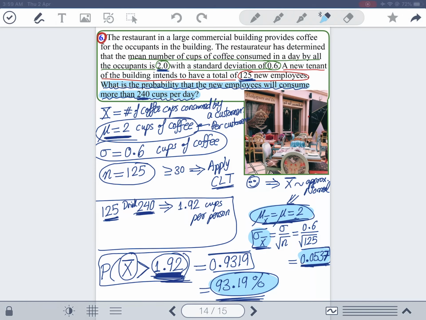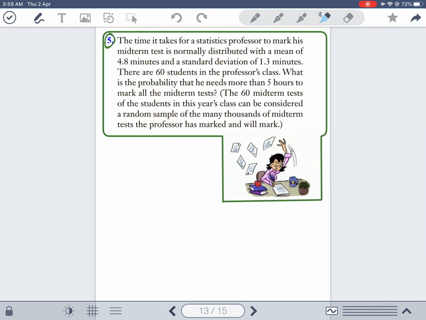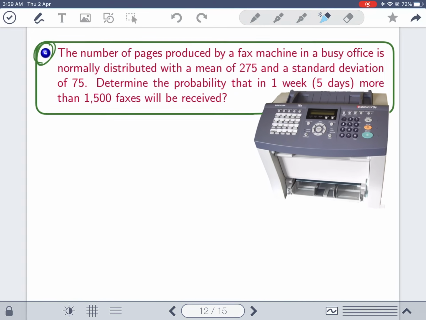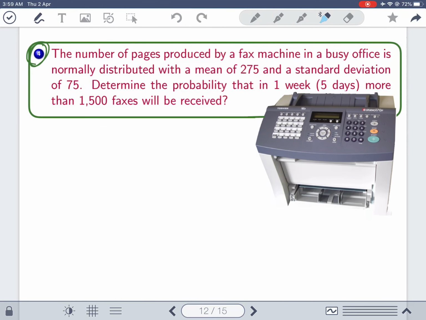Okay, so this is solved. I just feel that I need to at least in this one tell you how to start. The number of pages produced by a fax machine in a busy office is, this one is normally distributed from the beginning. So I think that maybe I should let you do it since it's normally distributed. But I just want you to understand something. The mean is 275 pages. The standard deviation is 75.